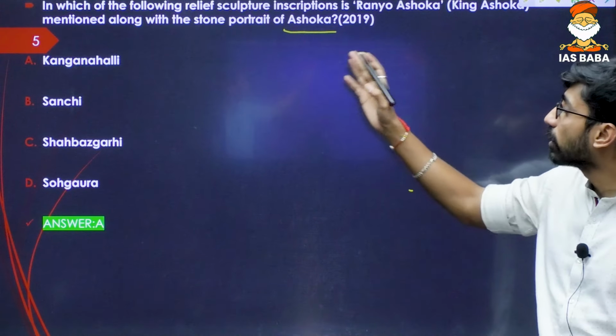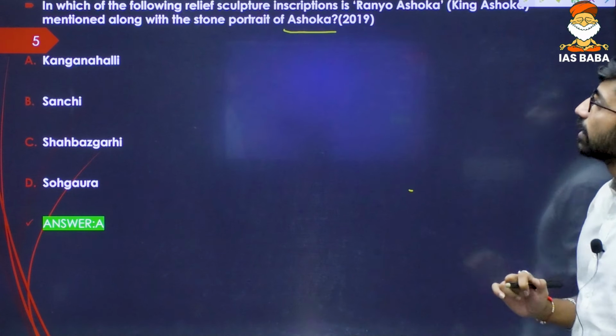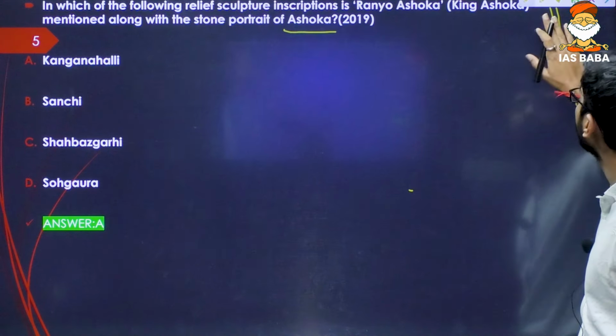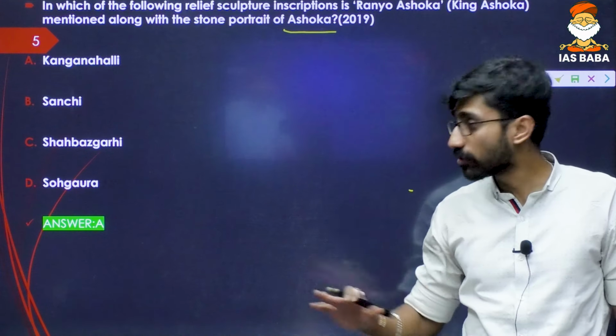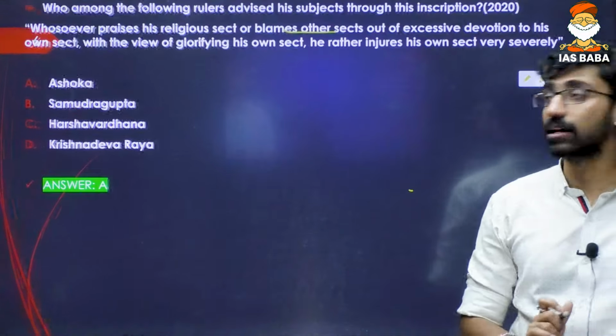Look at this question: which of the following relief sculpture inscriptions, where Rani Ashoka or King Ashoka is mentioned along with a stone portrait of Ashoka? So where has it been found? A simple question has been asked. This was asked in 2019. Don't worry about answering right now. Just look at the questions, how the questions are getting repeated.